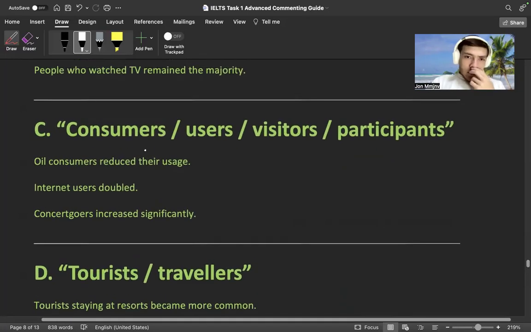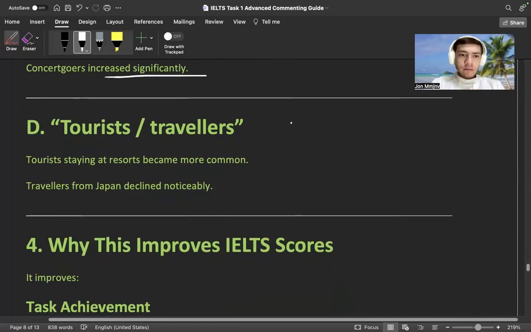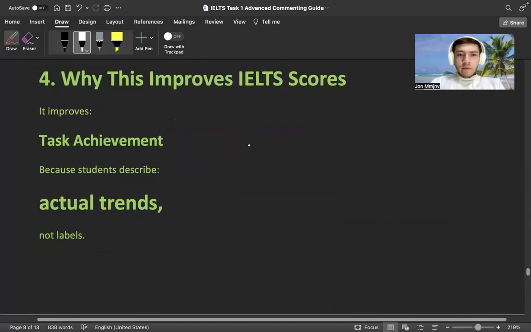The other thing is using these more like professions, jobs, or whatever. Oil consumers reduced their usage. This is a beautiful subject. Internet users doubled. Concert goers increased significantly. Another one: tourist travelers. Why does this improve your task?